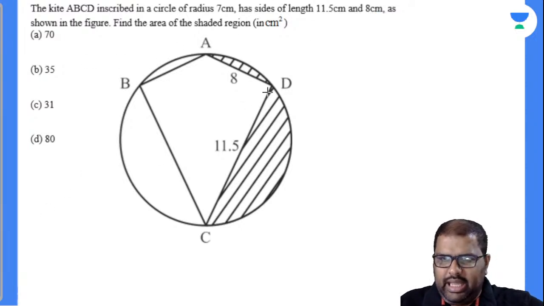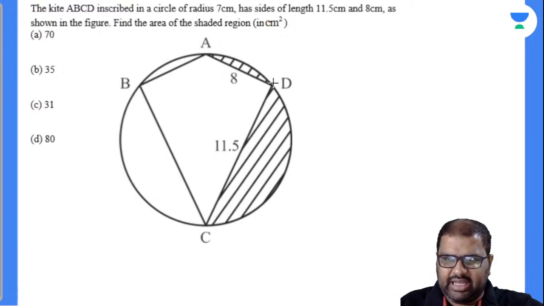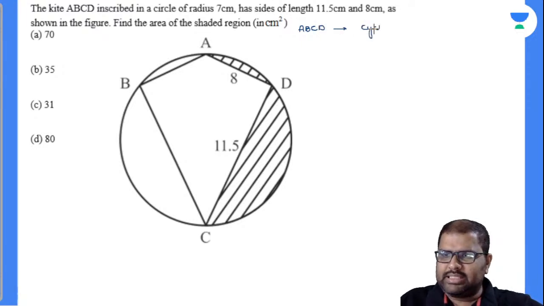Now see here, ABCD is a kite, but all the vertices of the kite are on the circle. So I can consider ABCD as a cyclic quadrilateral. How many of you know this? Let us keep it aside. I'll explain cyclic quadrilaterals later.